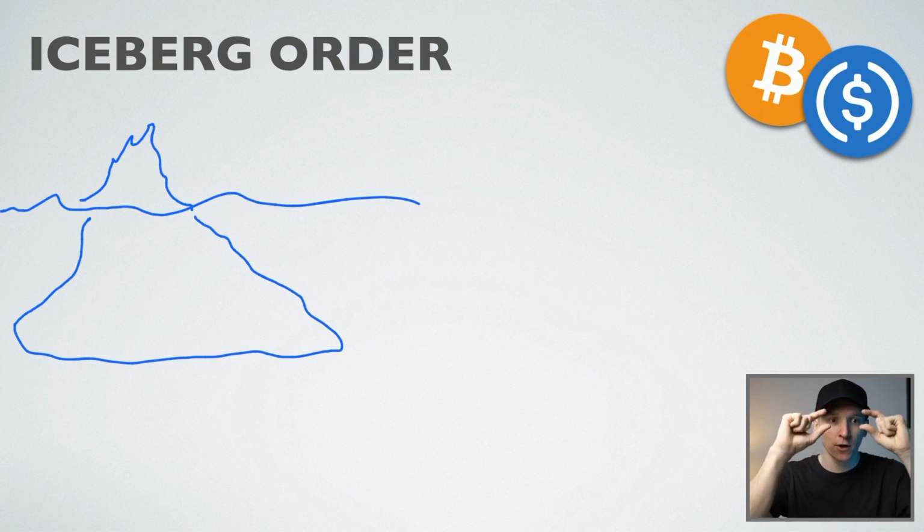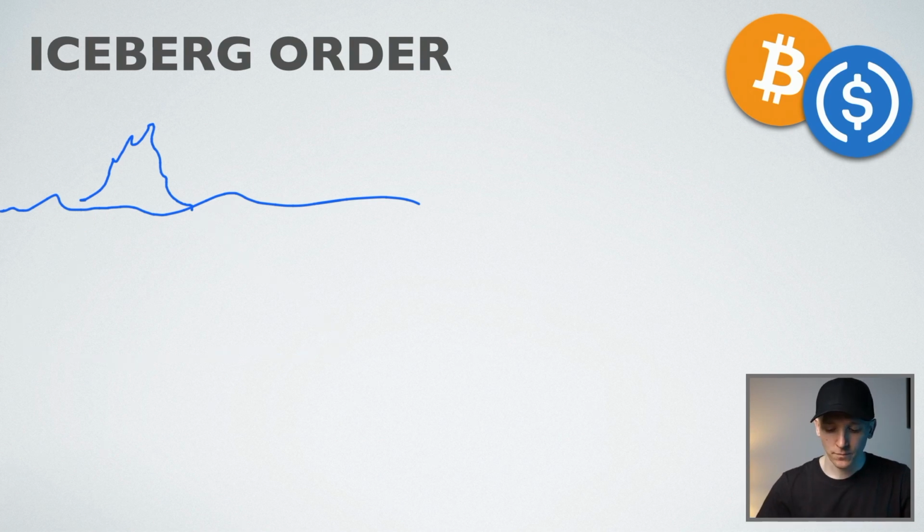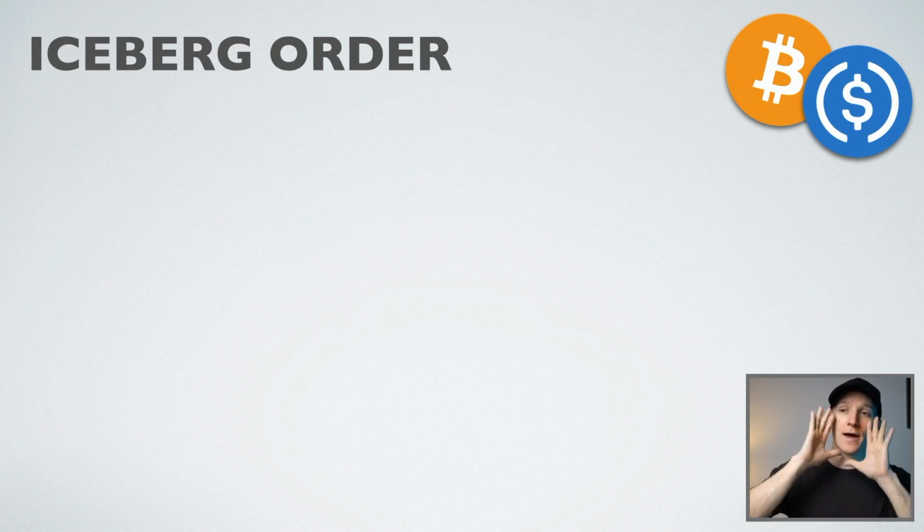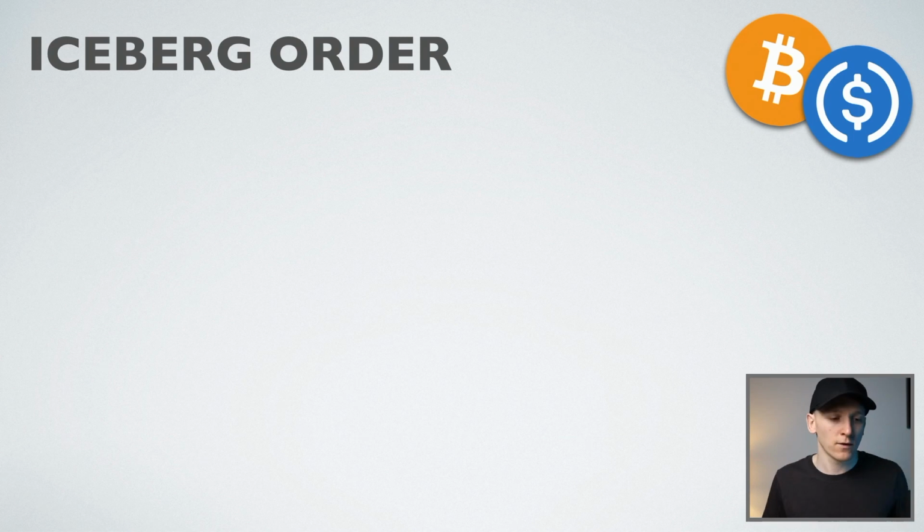You only show a tiny portion of your order to begin with, and then you have a much larger order underneath. If you're trading large amounts, I used to get clients come in with large amounts. They would obviously tell me what their order was. You don't want to spook the market, right? If you're a massive buyer, you don't just want to say, hey, everyone, I've got $1 billion of Bitcoin to buy. They're all going to put their prices up.